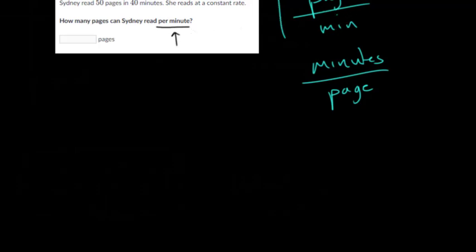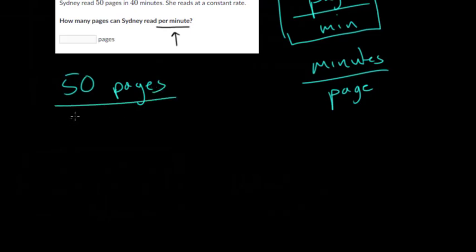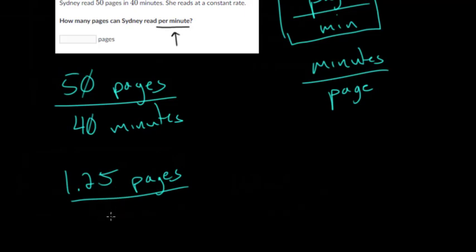So we want there to only be 1 minute in our denominator. So this is the one we're going to use, because we want our unit rate, where we only have one of them, to be minutes. So we're going to set this up. We read 50 pages in 40 minutes, and we'll just divide. We will simplify this. 50 divided by 40, well, first of all, the zeros cancel. And 5 divided by 4 is just 1.25, and that's pages for every 1 minute.